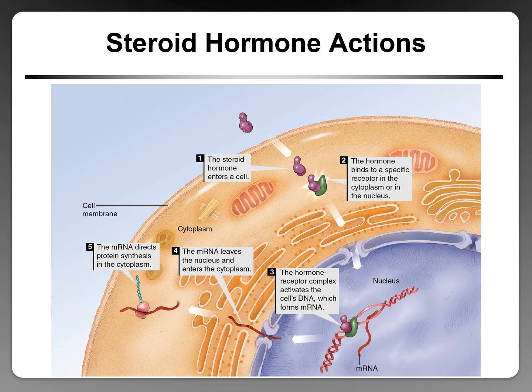Steroid hormones can also enter a cell and have that hormone bind to a specific receptor in the cytoplasm or the nucleus. This hormone receptor complex will activate the cell's DNA, which will form mRNA. That mRNA will then leave the nucleus and enter the cytoplasm. The mRNA can then direct protein synthesis in the cytoplasm. This means that steroid hormones directly act within the cell to modify protein synthesis and the formation of organelles in the cell.